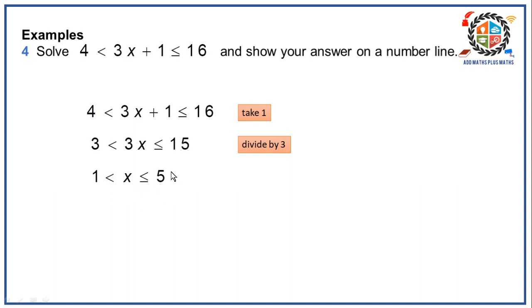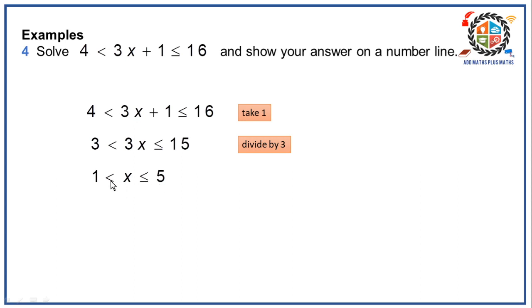So the solution of the inequality is x is greater than 1 but less than or equal to 5. Okay, so if I want to show this on my number line, I will only consider everything that is greater than 1 but less than or equal to 5.